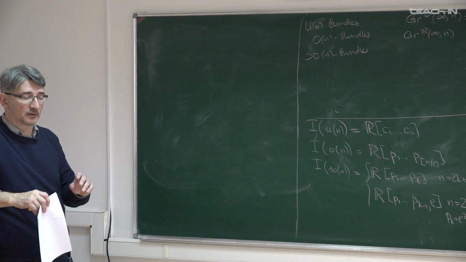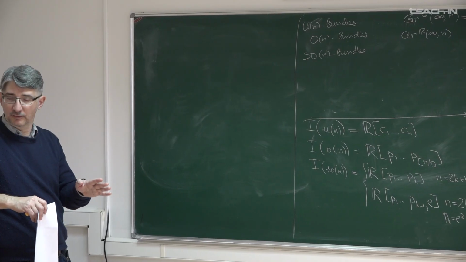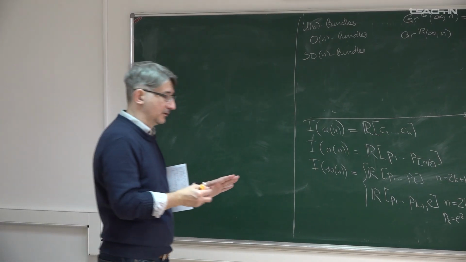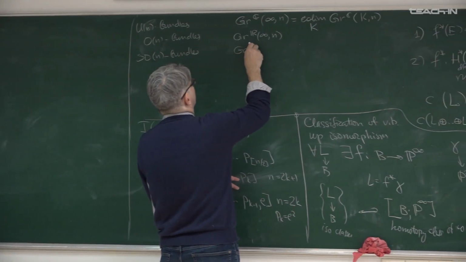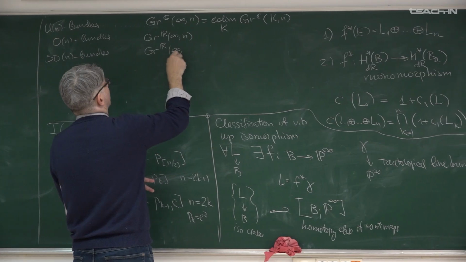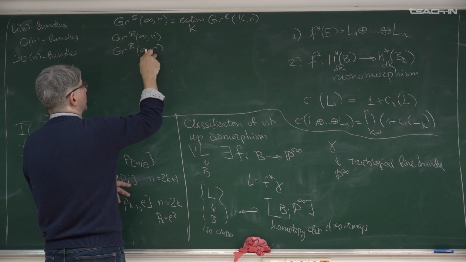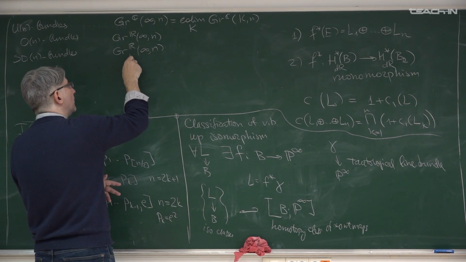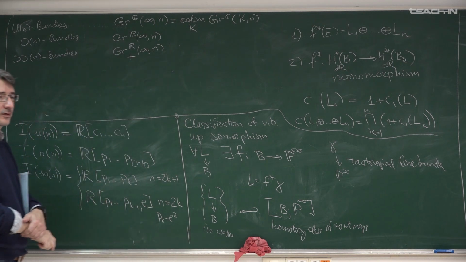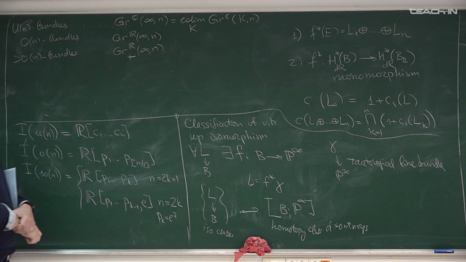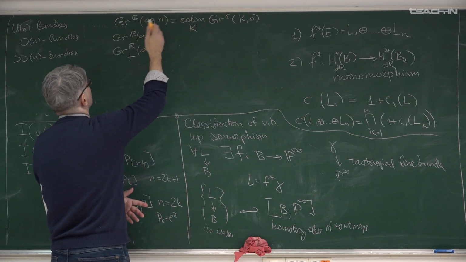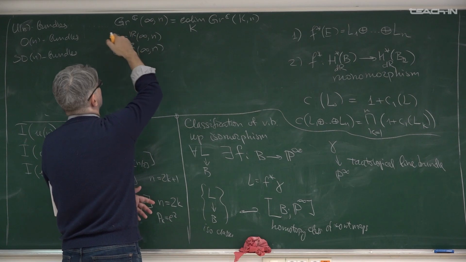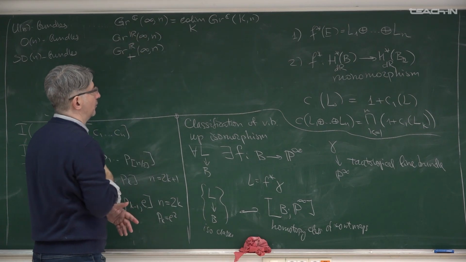Each plane comes with 2 orientations. So we write here the real Grassmannian of infinite-dimensional space of planes of dimension n, but each plane is considered with orientation. For the complex Grassmannian, you don't need to write anything about orientation. This is unoriented, this one is oriented.